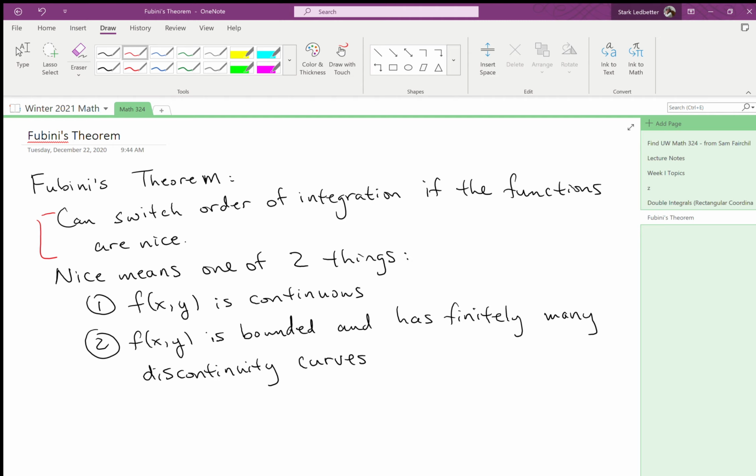You didn't know what nice meant, so here we're telling you this. And probably in 126 we also didn't call it Fubini's theorem, so now we're giving it a name. The thing that says we can switch the order of integration is called Fubini's theorem.